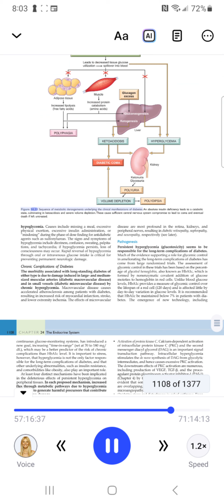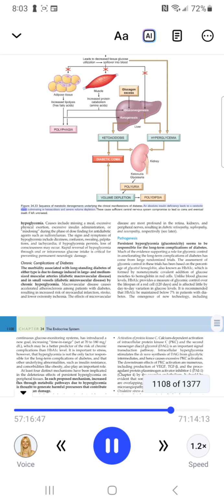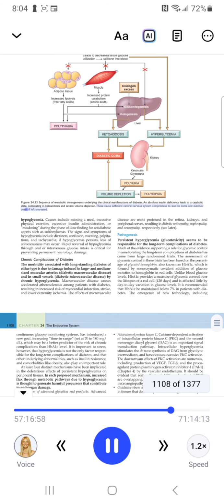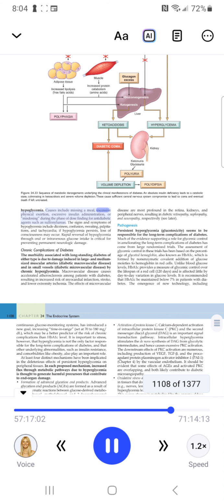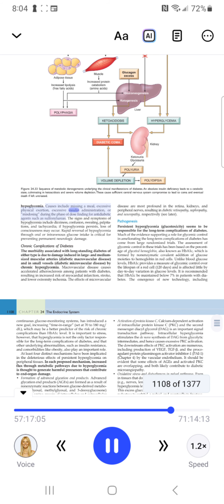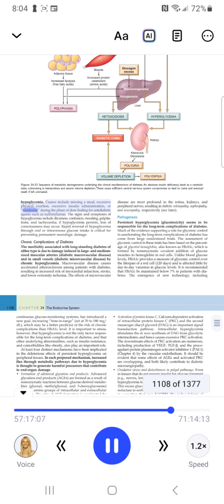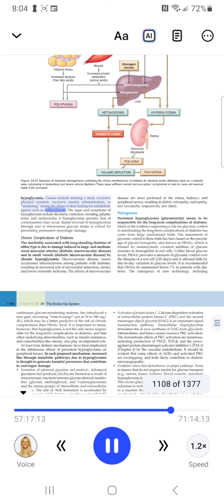Figure 24.33. Sequence of metabolic derangements underlying the clinical manifestations of diabetes. An absolute insulin deficiency leads to a catabolic state, culminating in ketoacidosis and severe volume depletion. These cause sufficient central nervous system compromise to lead to coma and eventual death if left untreated. Hypoglycemia. Causes include missing a meal, excessive physical exertion, excessive insulin administration, or misdosing during the phase of dose finding for anti-diabetic agents such as sulfonylureas.